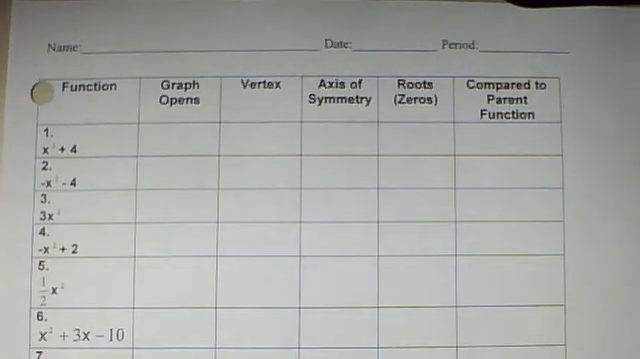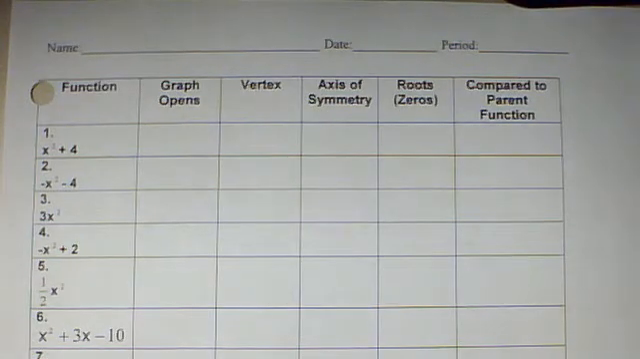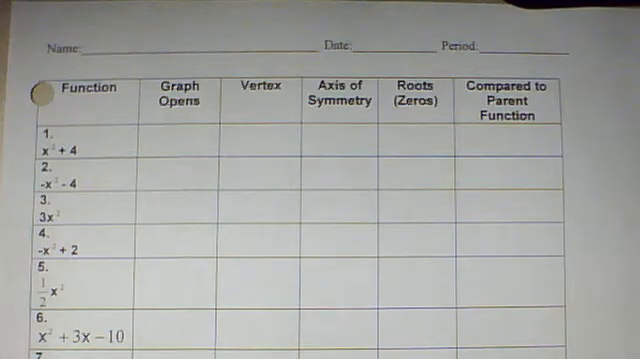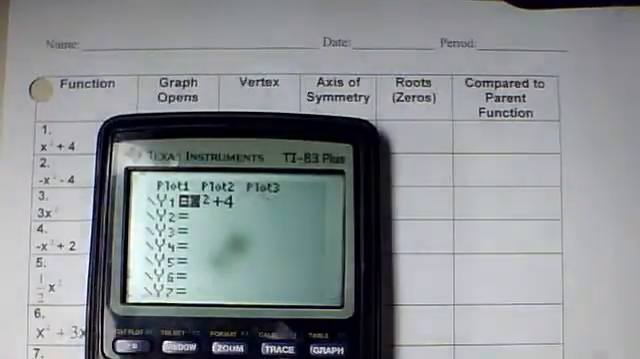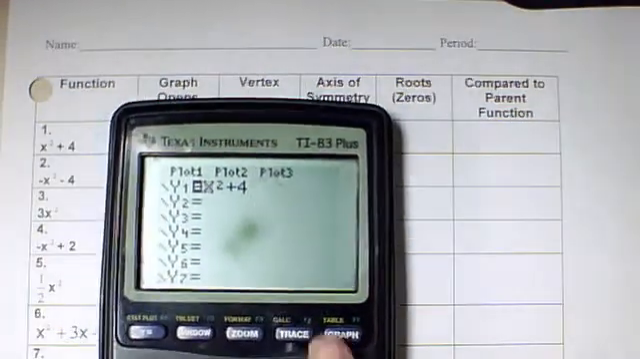Algebra, we filled out this chart and we talked about the different pieces of a quadratic function. I'm just going to show you one on here to make sure that you understand what you're doing. On this first one, the function is x squared plus 4. So I'm going to take my calculator and put x squared plus 4 in there and hit the graph button.